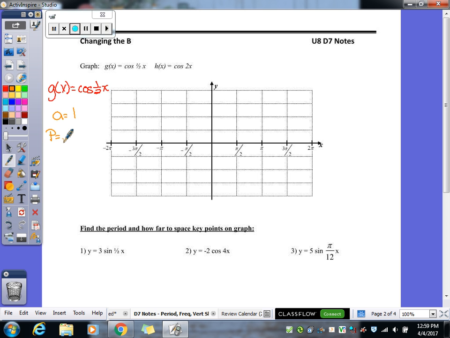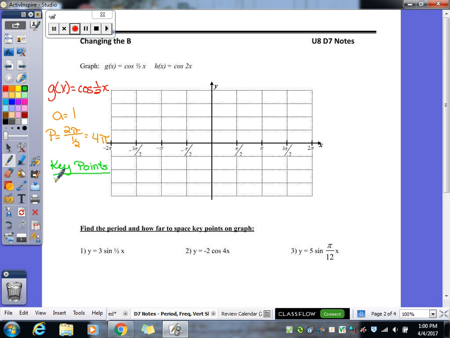And we need to know our period. So 2 pi over 1/2. So let's clean that up a little bit. 2 pi over 1/2. Which is 4 pi. So our period for that one would be 4 pi. So now when we actually go to graph these, we use what we like to call key points. The key points would be your max, your min, and then your zeros right there in the middle. Those are our key points.